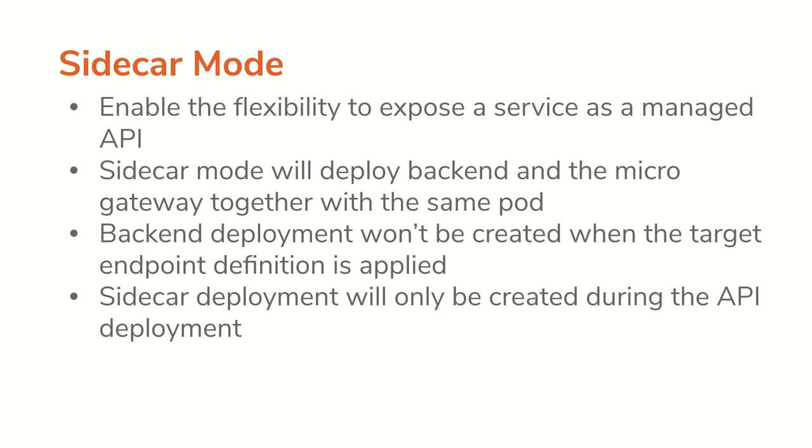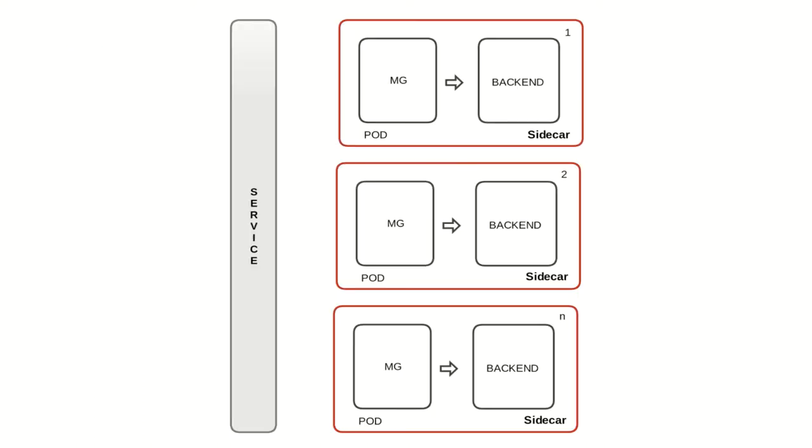You can see the target endpoint definition will create the backend service deployment immediately after you apply the target definition. And the sidecar deployment will only be created once the API is deployed through our API operator. As shown in the image, you can see in the red box, both the micro gateway and the backend service will reside in the same pod, and they will communicate within their local network. There will be a service created which provides access to outside users.